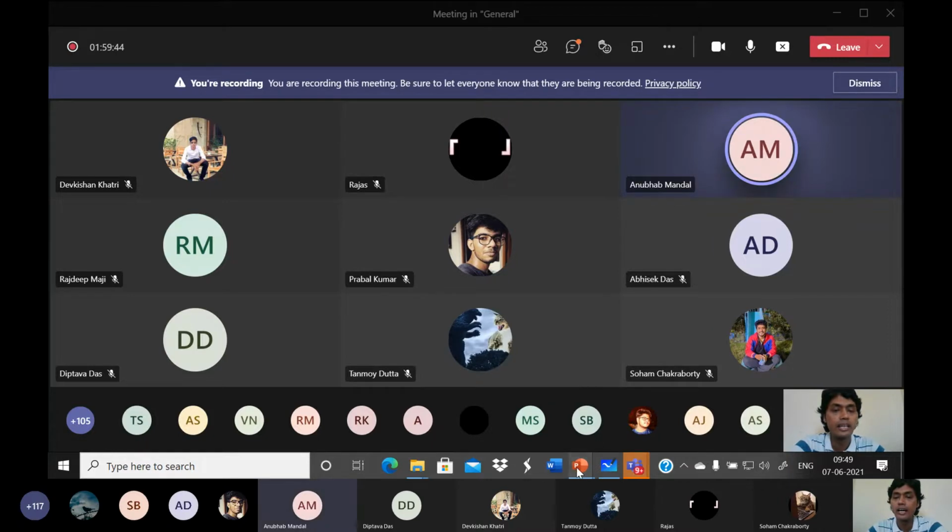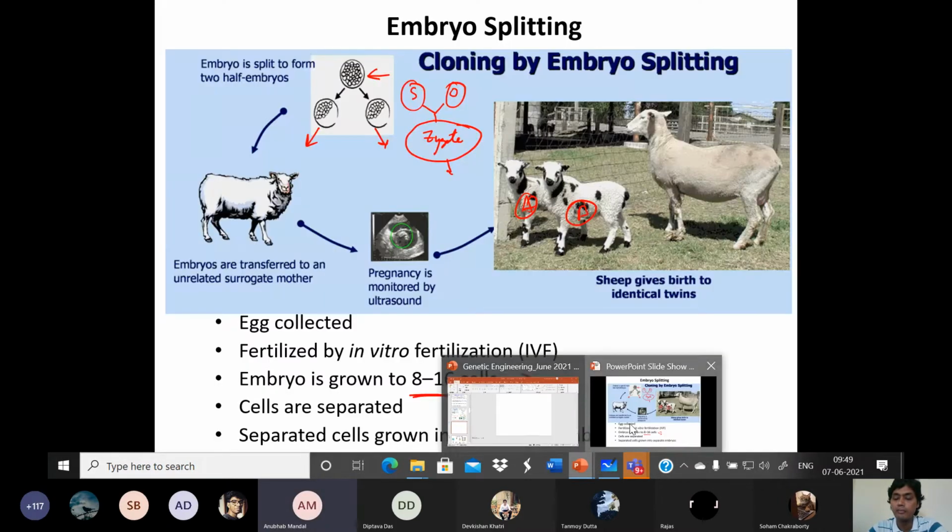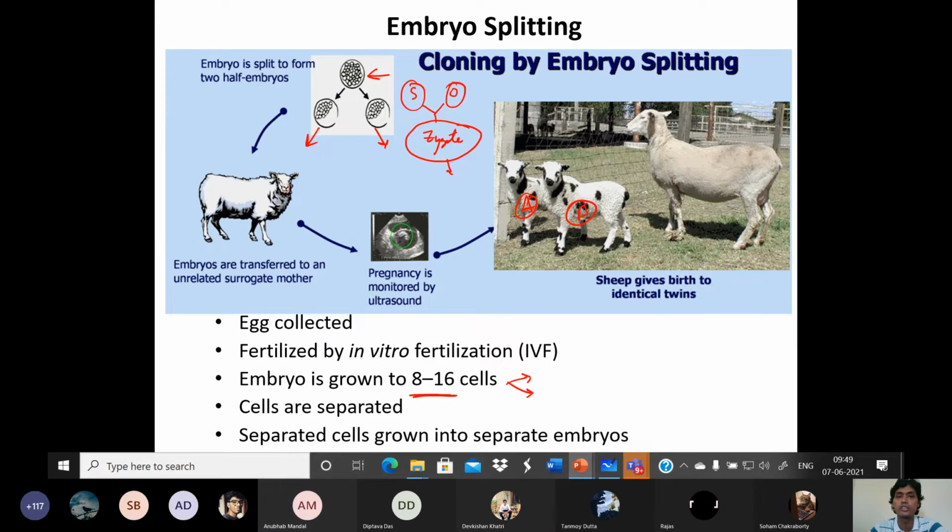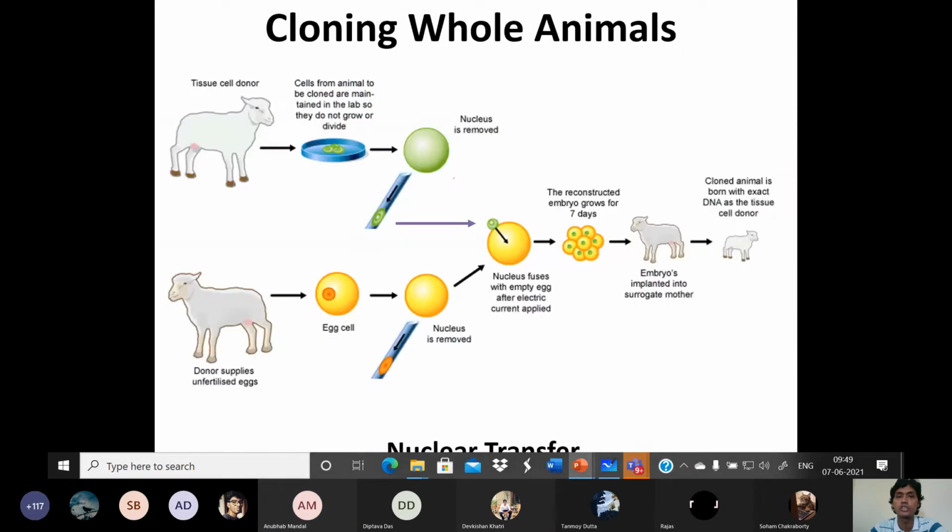Okay, sir. Got it. Now coming to the next one, the cloning of a whole animal, which is nuclear transfer. The previous one was embryo splitting; this is nuclear transfer. I know that many of you are aware of the creation of Dolly the sheep. Here is the procedure of how Dolly was created. I'm sure many of you know that Dolly was a cloned sheep. So let's see how it can be created.